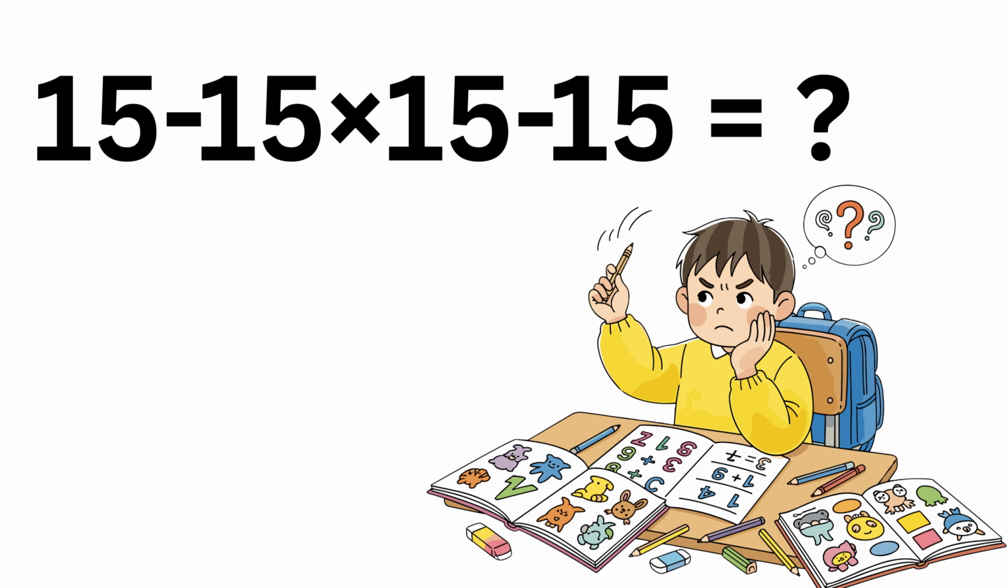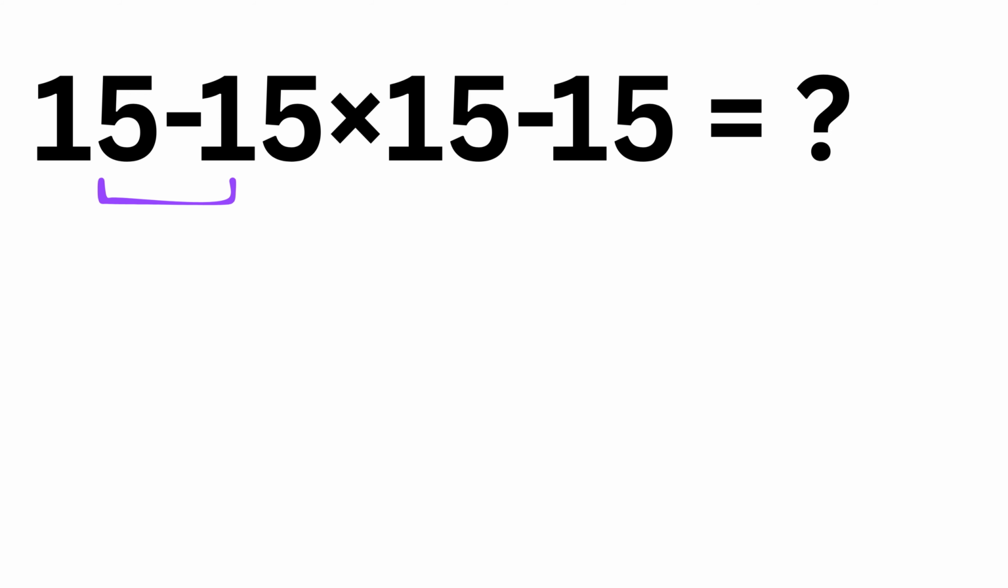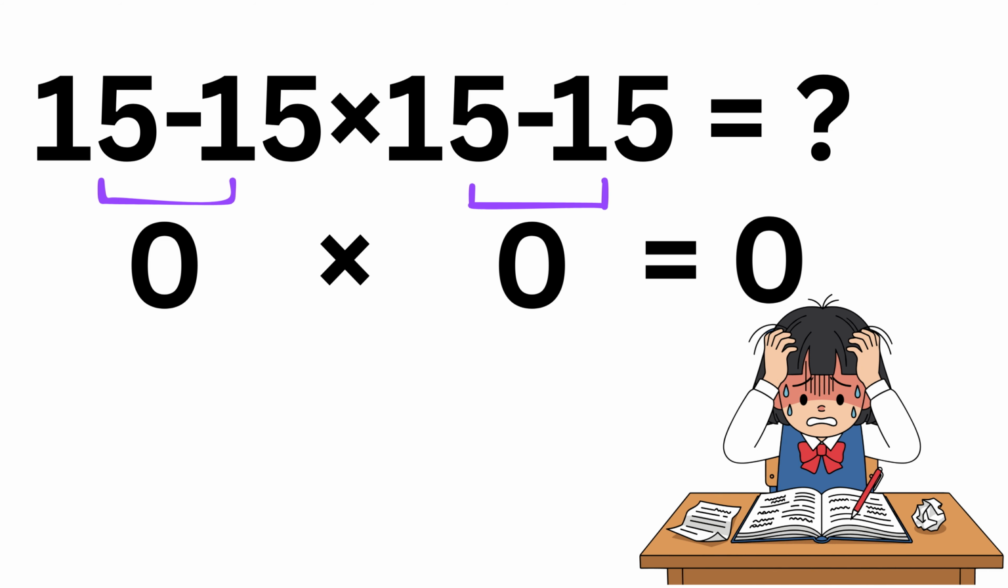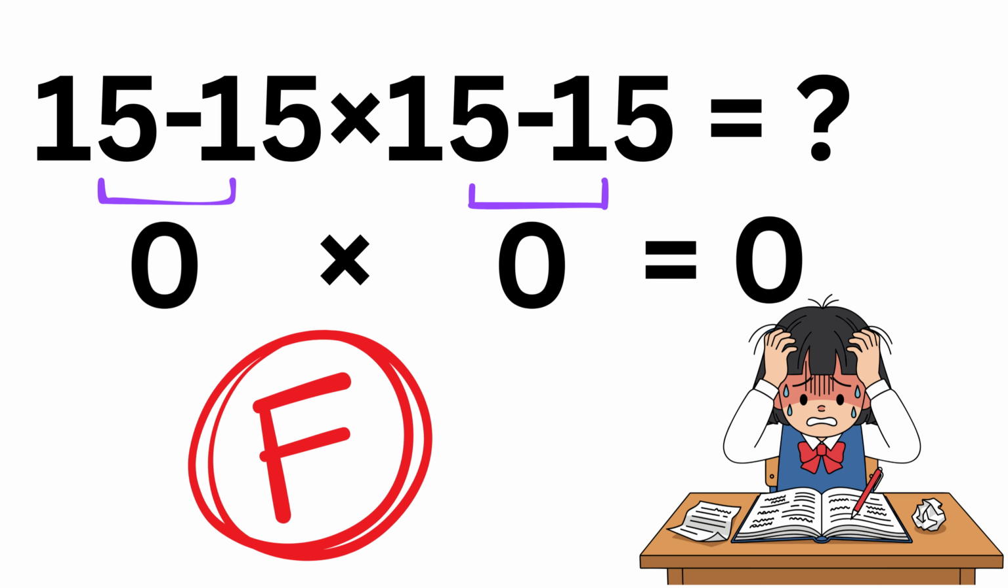15 minus 15 times 15 minus 15. 15 minus 15 gives us 0, and 15 minus 15 again is equal to 0, and 0 times 0 gives us 0. If you got this answer, then the marks you get in the exam is also 0.